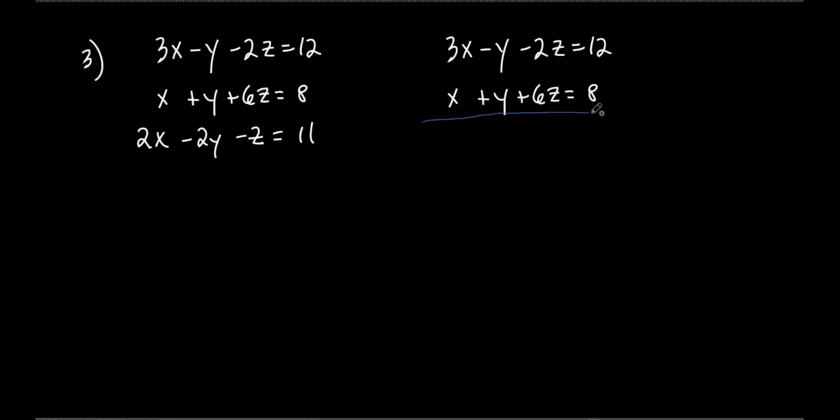All right, so now we're actually ready just to add up the columns because, look, I don't have to do anything to it because I can get rid of the y's. So that and that cancel. Just add up everything else. 3x plus 1x, 4x. Negative 2 plus 6 is plus 4z. And then what's that? 20. Did I do that right? Yep.